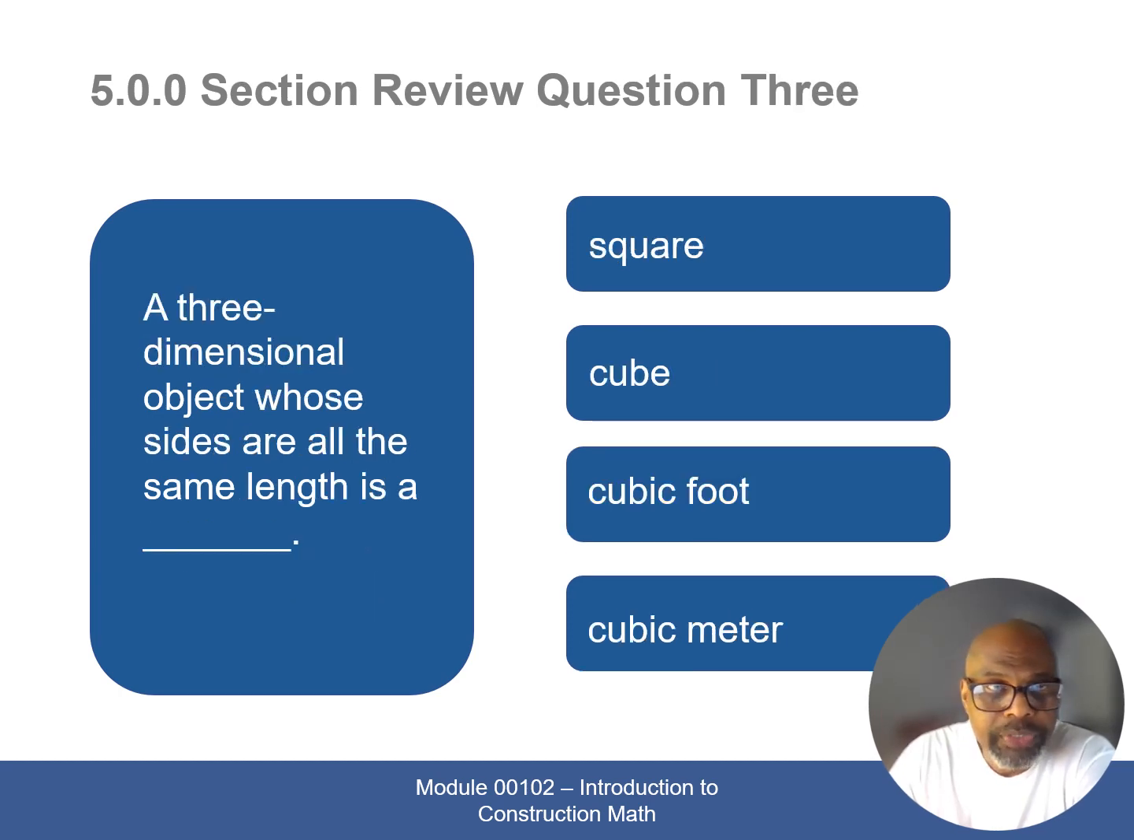Next question. It says a three-dimensional object whose sides are all the same length is a blank. A three-dimensional object in which all the sides are the same length is a cube. Great. Cube.